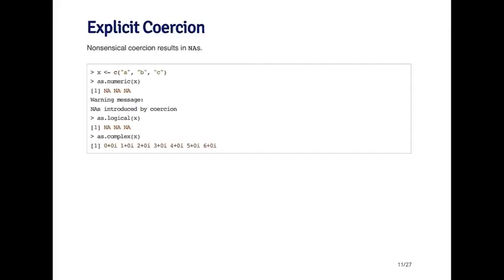Now, coercion doesn't always work, and when it doesn't work, you get what are called NA values. Nonsensical coercion will result in NA. So for example, if I take the vector a, b, c and call as.numeric, there's really no way to convert the letters a, b, and c to numeric values. And so what you'll get is a vector of NAs plus a warning. Similarly, if you call as.logical on x, you're going to get a vector of NAs.